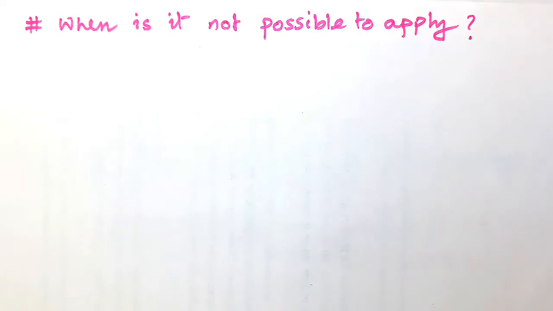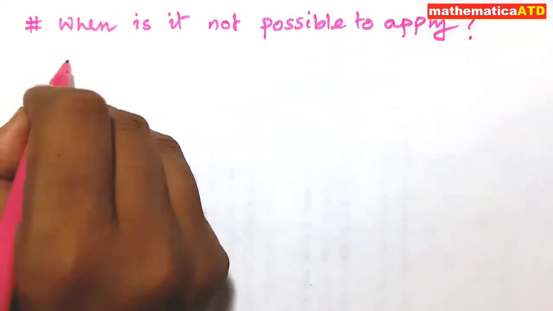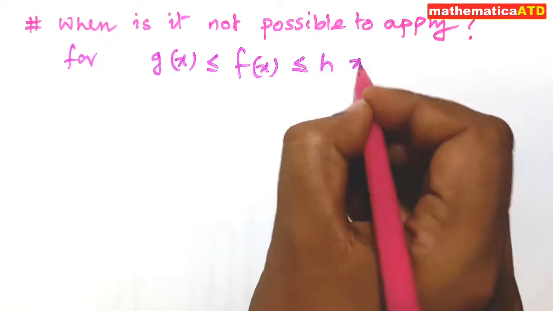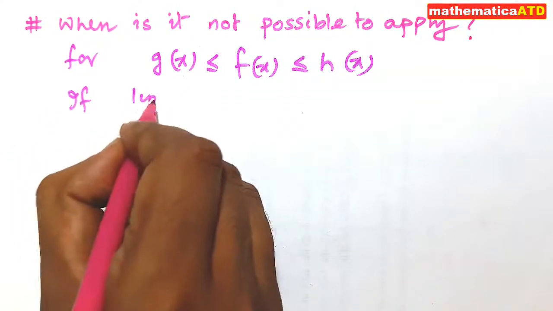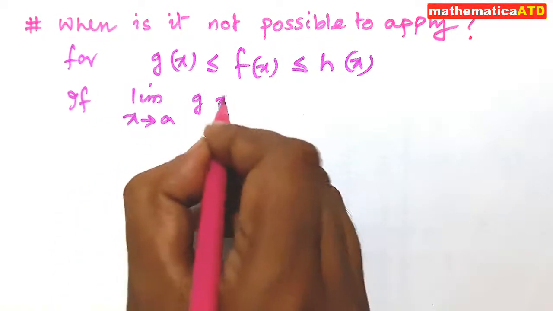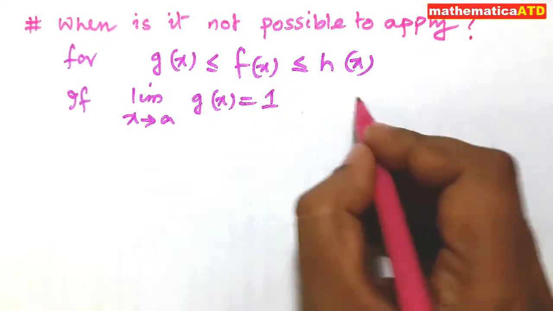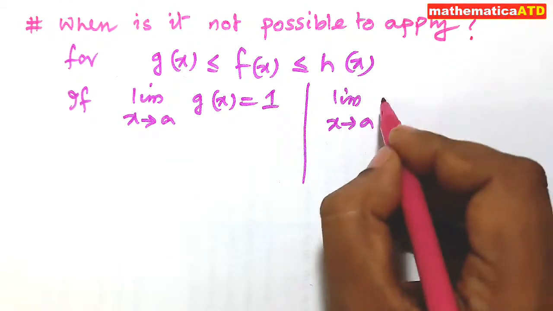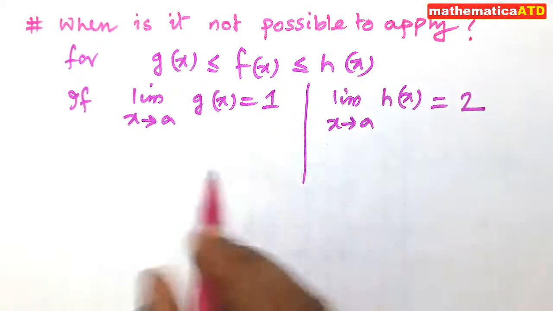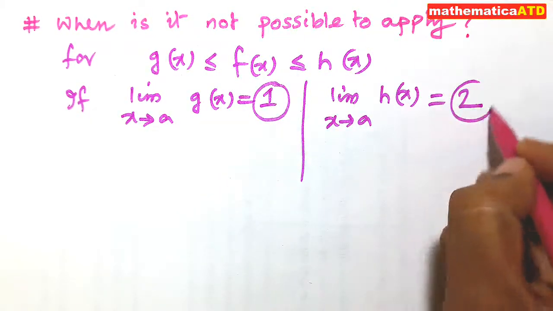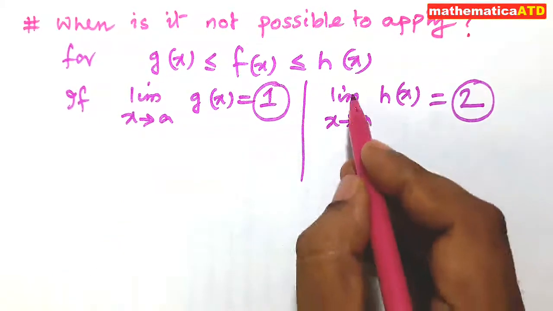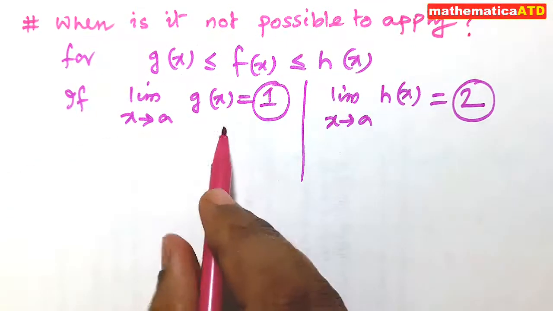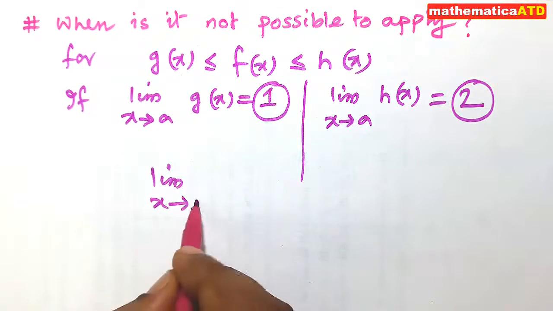When is the sandwich theorem not possible to apply? Suppose g(x) is less than or equal to f(x) less than or equal to h(x). If you find that the limit as x tends to a of g(x) is equal to 1, and the limit as x tends to a, at the same point, of h(x) is equal to 2. One limit is 1, another limit is 2, at the same point x tends to a. So what will be the limit as x tends to a of f(x)?